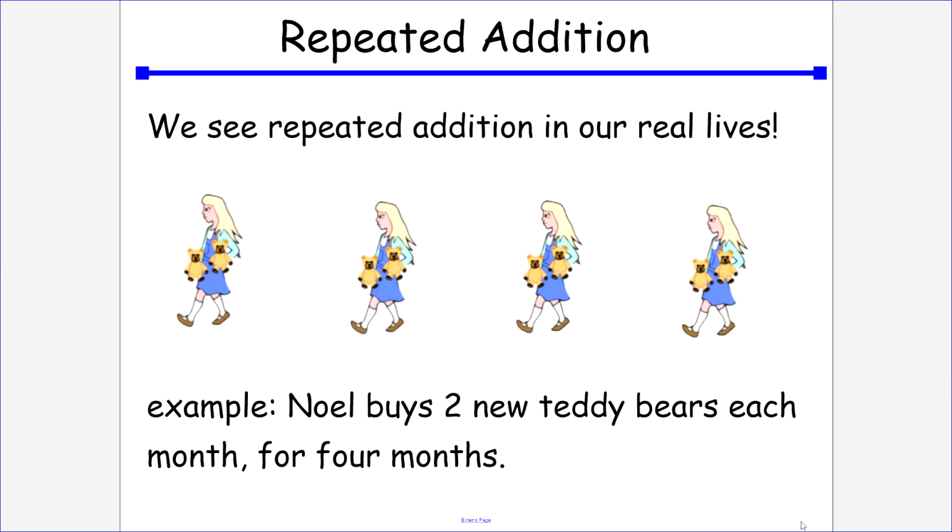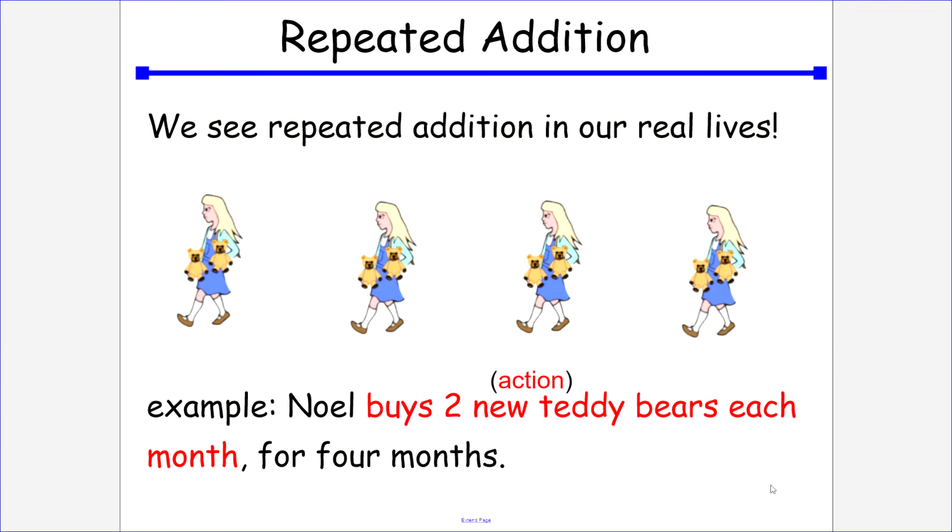Let's go ahead and look at a real example we might see in our lives. Noelle buys 2 teddy bears each month for 4 months. Here you can see Noelle bought 2 teddy bears the first month, and 2 more teddy bears the next month, and 2 more teddy bears the third month, and 2 more teddy bears again the fourth month. For 4 months, she's buying the same number of teddy bears, 2.